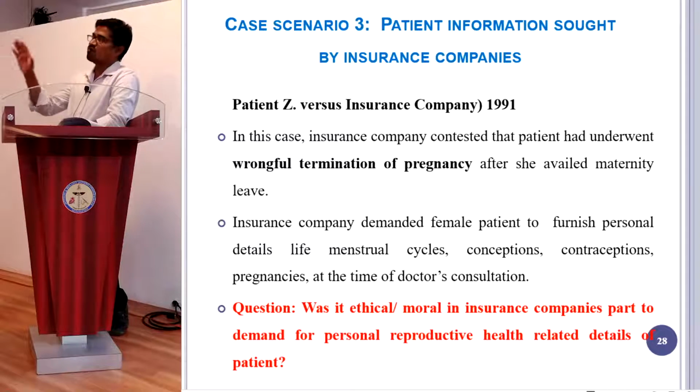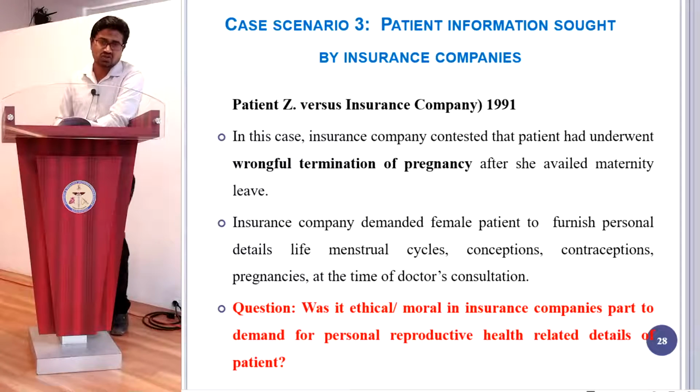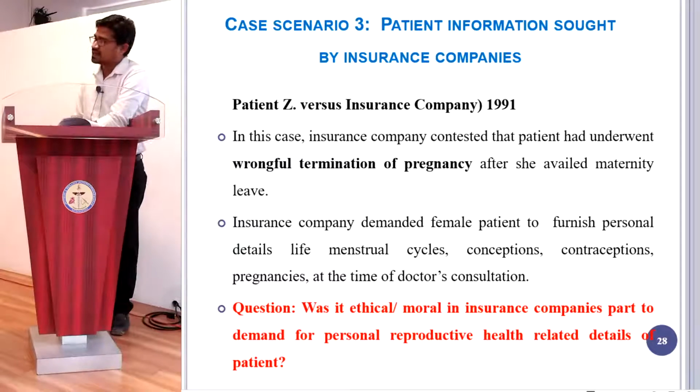Insurance company demanded a female patient to furnish personal details like menstrual cycle, conceptions, contraceptions, pregnancies at the time of doctor consultation. Question: was it ethical, moral on the insurance companies' part to demand personal reproductive health related details of a patient? Can insurance companies take these personal details from the patient?